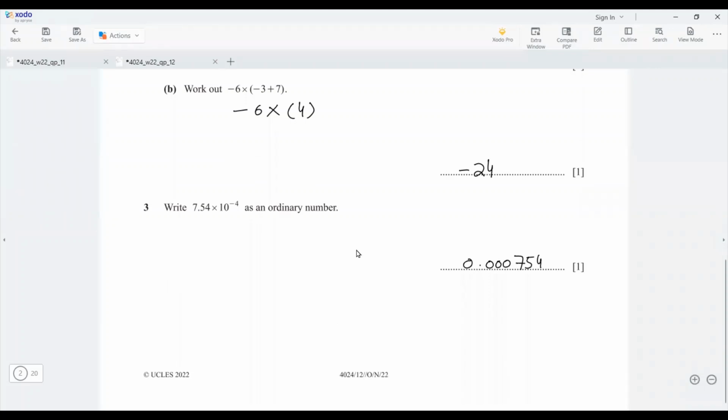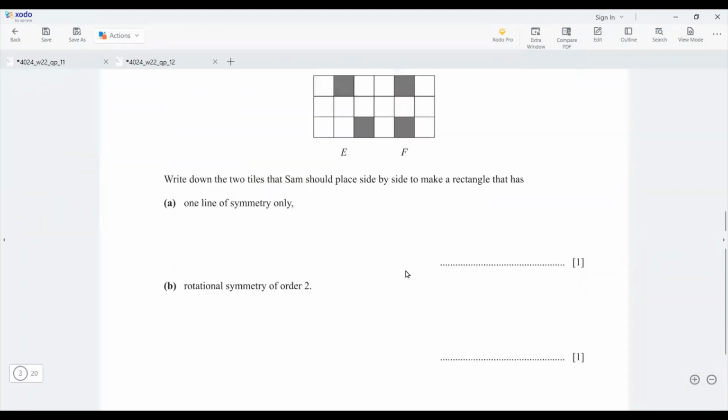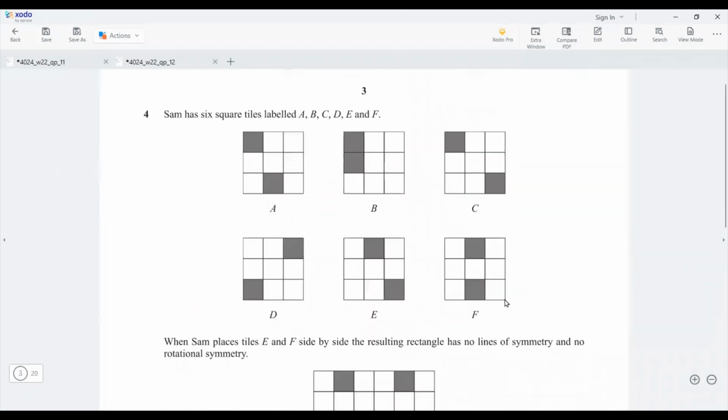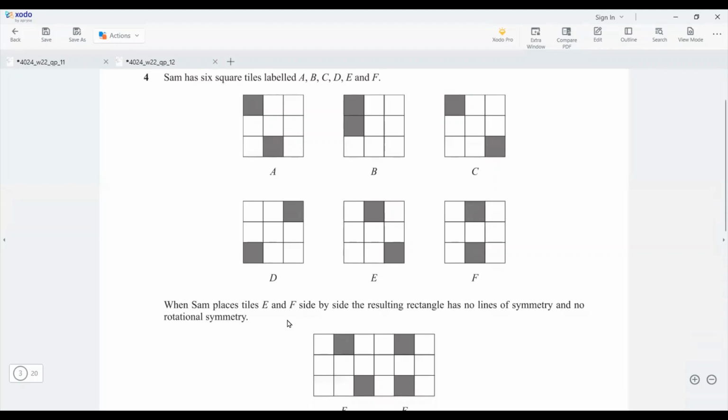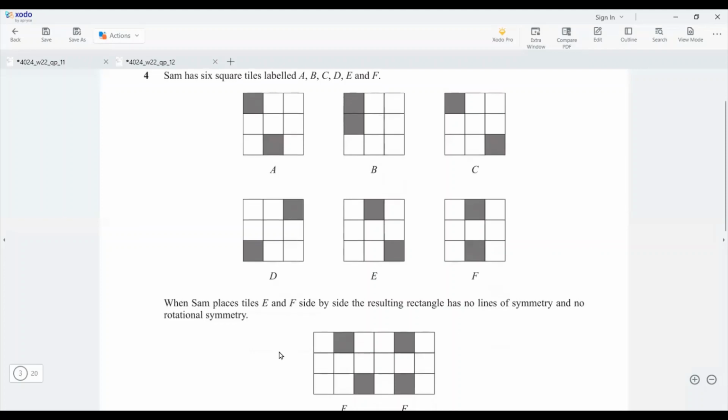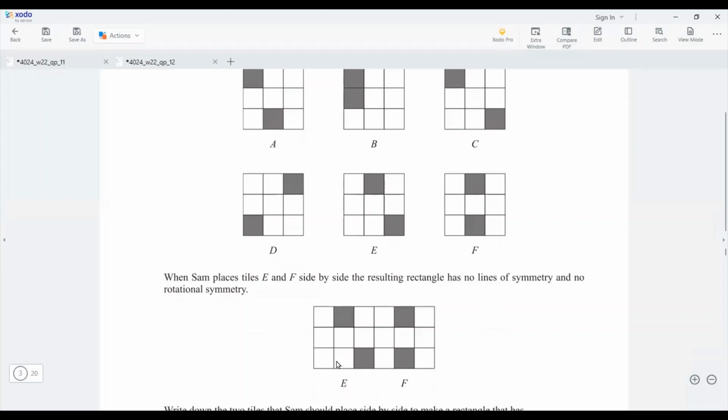Moving quickly towards question 4. In question number 4, there are 6 squares given: A, B, C, D, E and F. When Sam places tiles E and F side by side, resulting in a rectangle, this is a new shape which has no lines of symmetry and no rotational symmetry. Line of symmetry means that if you apply a line anywhere, there must be a reflected image. It is not having that.